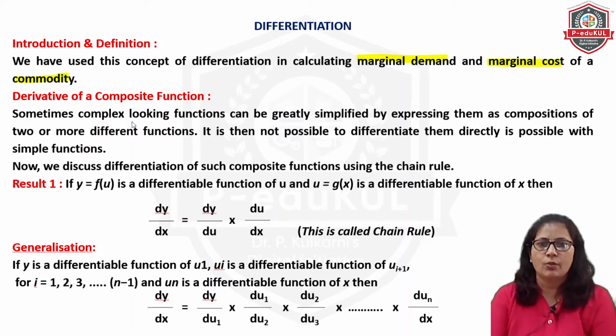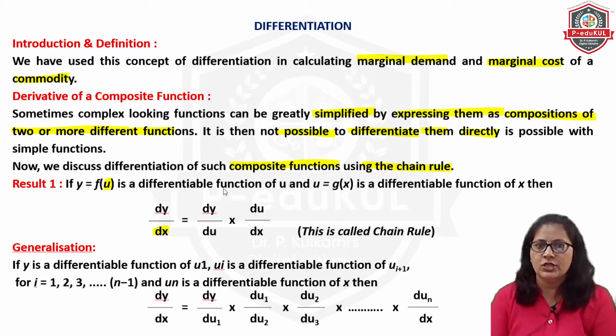Sometimes complex looking functions can be greatly simplified by expressing them as a composition of two or more different functions, and it is then not possible to differentiate them directly. So we use the rule of substitution. We discuss the differentiation of such composite functions using the chain rule. Here y is equal to f of u. Actually we are differentiating with respect to x and my function is in u, so I need to differentiate u with respect to x.